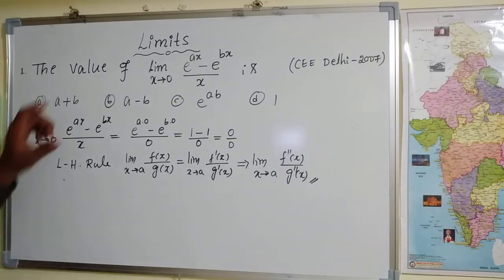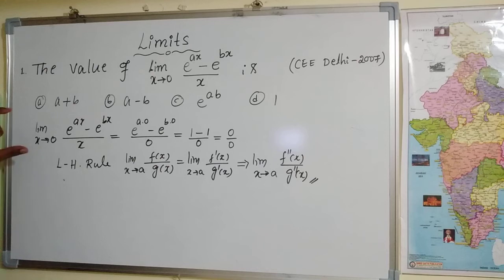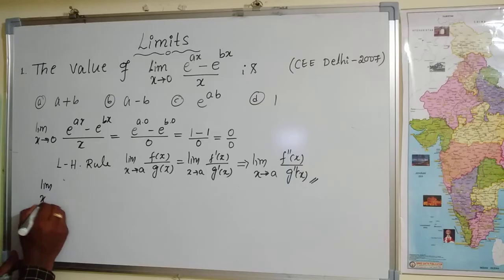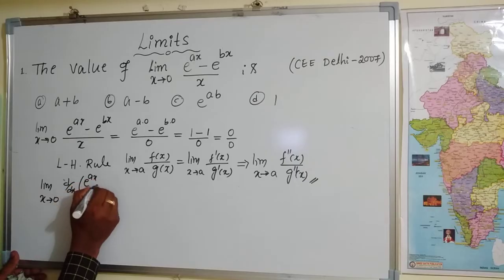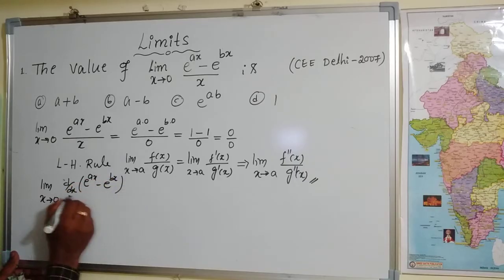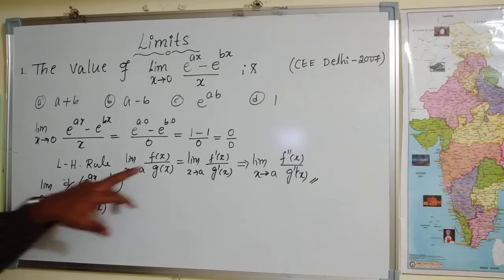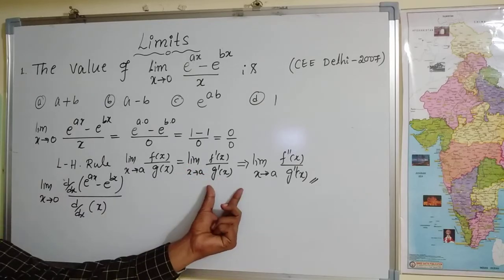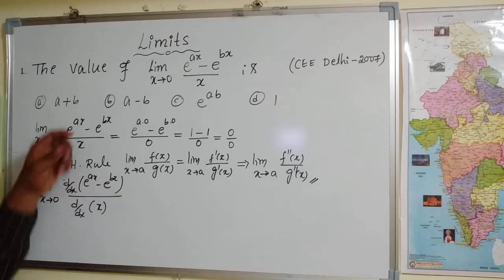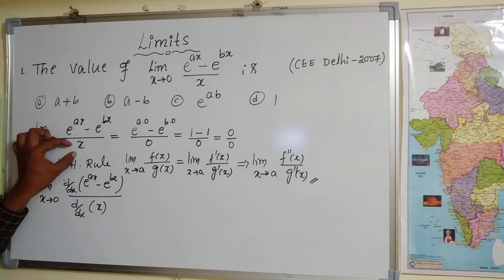Now, to solve the given problem, we apply L'Hospital rule to the given result. Limit x tends to 0, derivative of e to the power ax minus e to the power bx divided by derivative of the denominator. Derivative of the numerator means f dash of x, divided by derivative of the denominator, g dash of x, which here is the derivative of x.